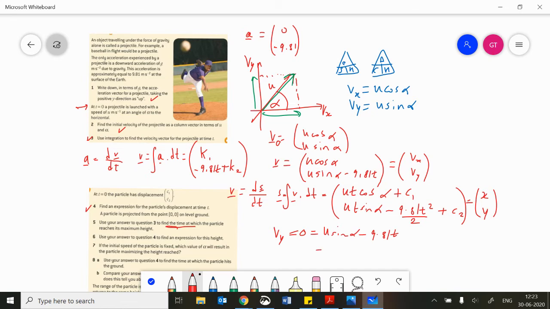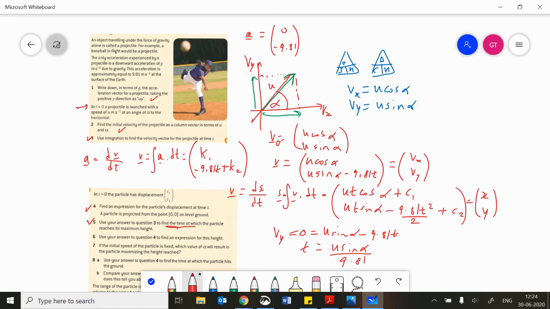So if we solve that, we're going to get t is equal to u sine alpha, if I take this to the other side, and divided by 9.81. Okay, done. We're told what u is and what alpha is, then we'll know what that time is. Okay, so this one is done.